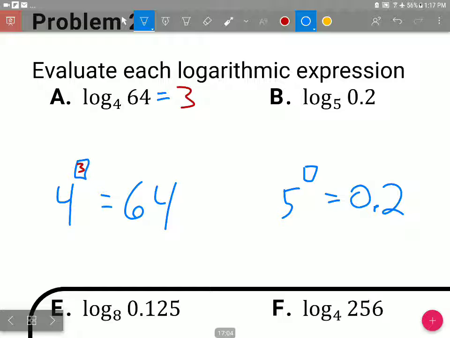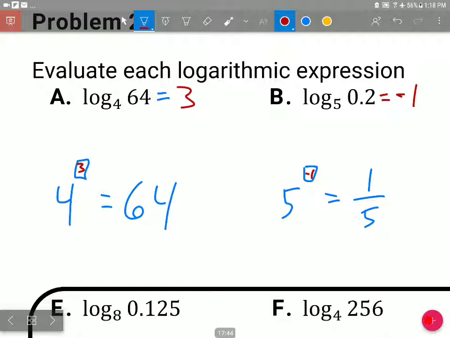All right, let me ask you this. 0.2, does anybody know what that is as a fraction? It's 1/5. Good. 0.2 is 1/5. What would shove that 5 into the denominator? A negative. A negative 1. All right? So 5 to the negative 1 is 1/5. Therefore, log base 5 of 0.2 must equal negative 1. Cool. So you think 5 to what power will get me there? That's the exponent it represents.